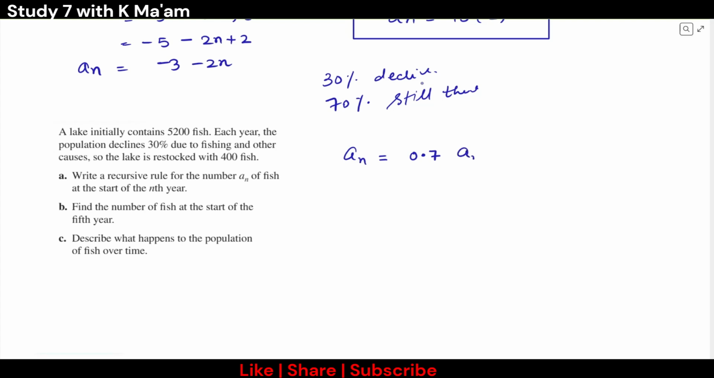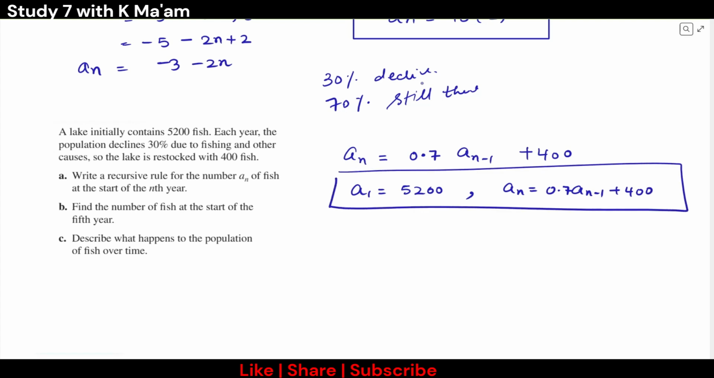And in the nth year, A n minus 1, and after that they add 400 fish more. This is the formula. So you got a recursive formula: A1 is 5,200 with An is equal to 0.7 times A of n minus 1 plus 400. This is the formula.